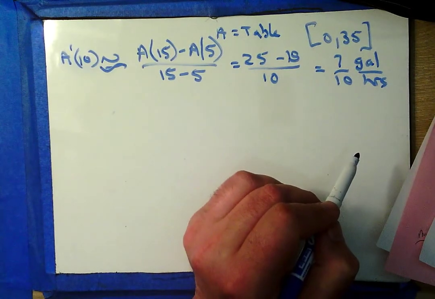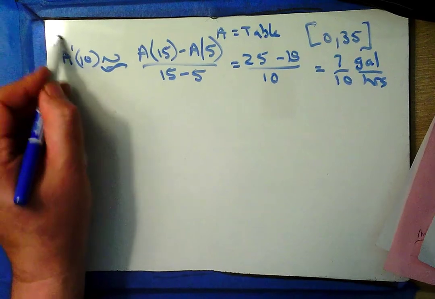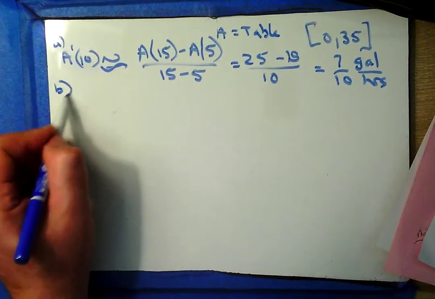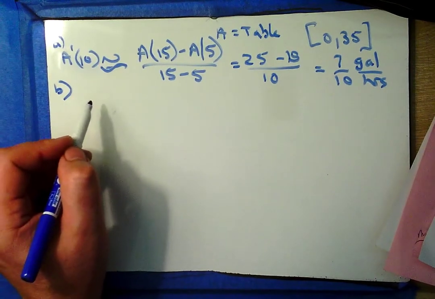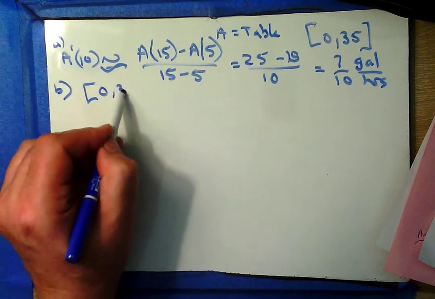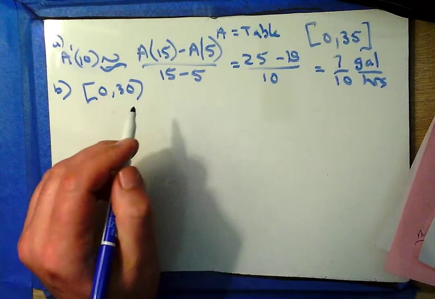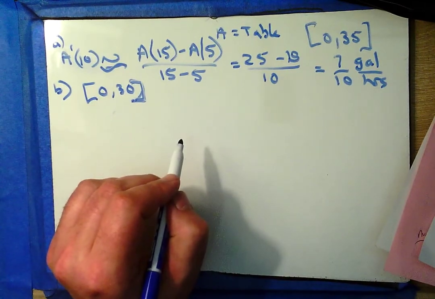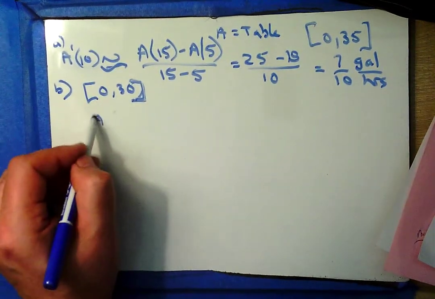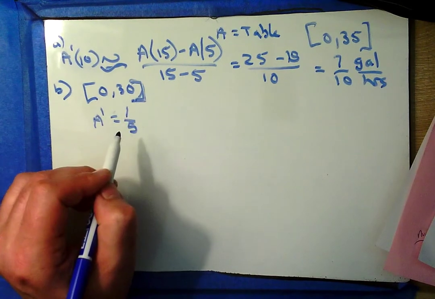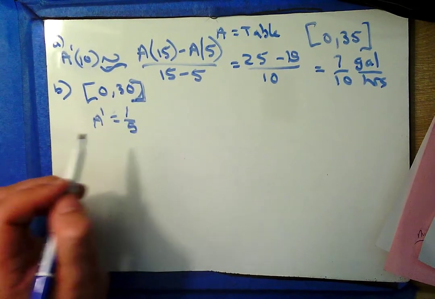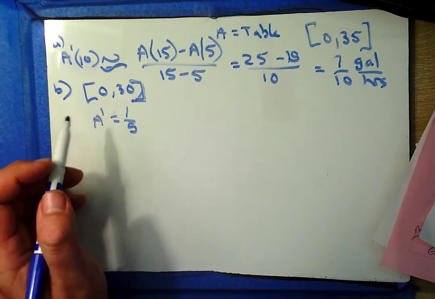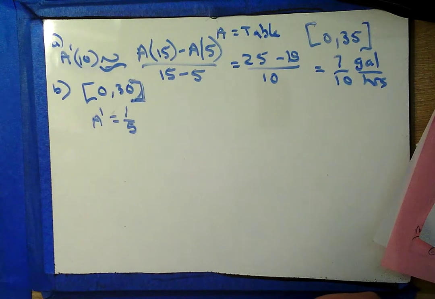Use the data to estimate the rate. There's my estimated rate for part A. No justification needed, just the work shown. B. B says on 0 to 30, ooh, look, a different boundary than the one they gave me before. Pay attention. Okay, it says, at which time will A prime equal 1/5? Justify your answer.